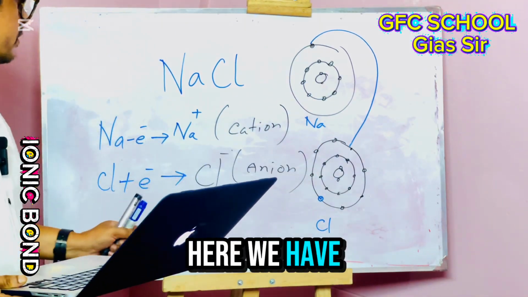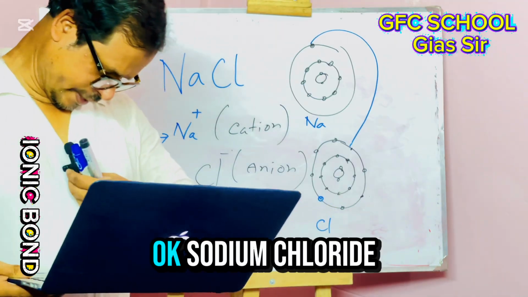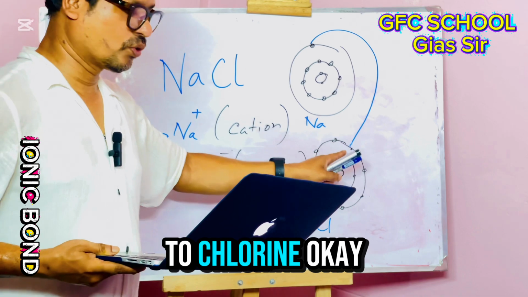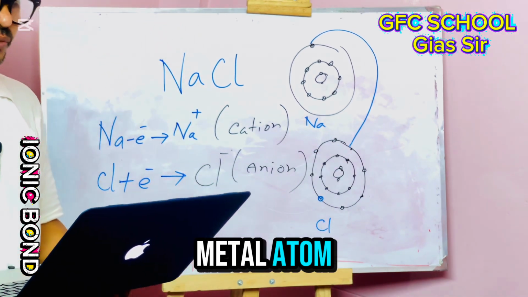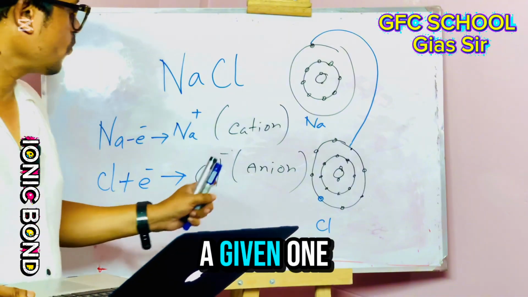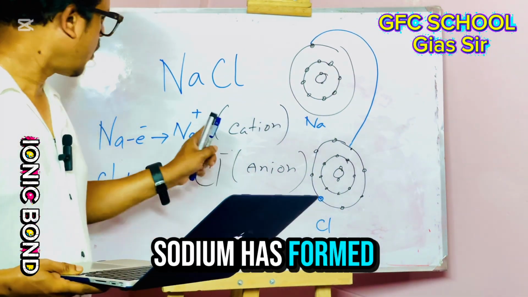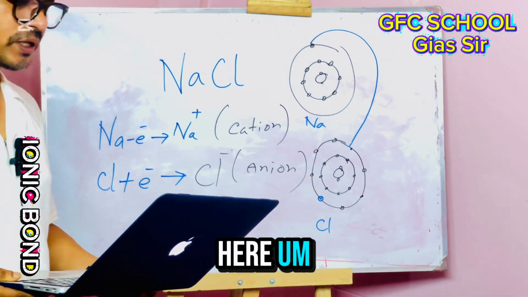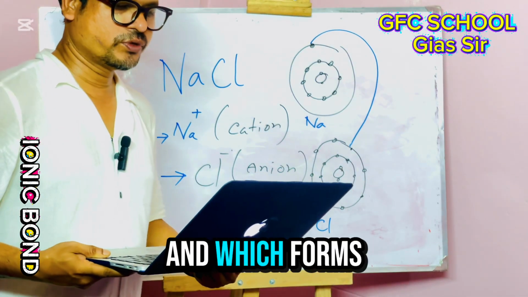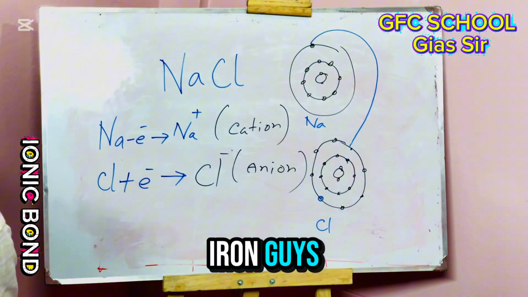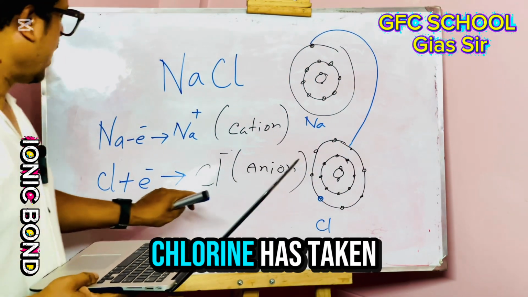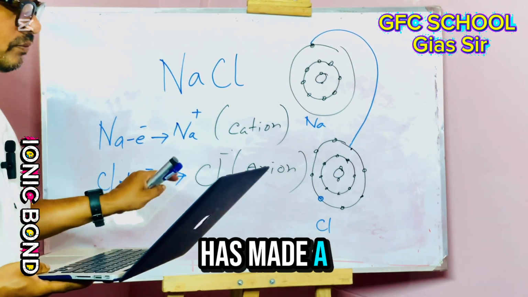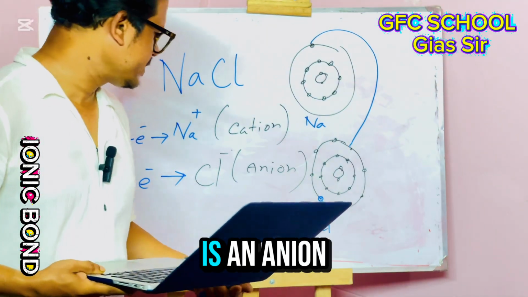Here we have taken the example of sodium chloride. Sodium has given one electron to chlorine, and from the metal atom, which forms a positive charge, by giving one electron, sodium has formed a positive ion, that is cation. And negatively charged ion: here chlorine has taken one electron from sodium. That's why it has made a negative ion, that is anion.